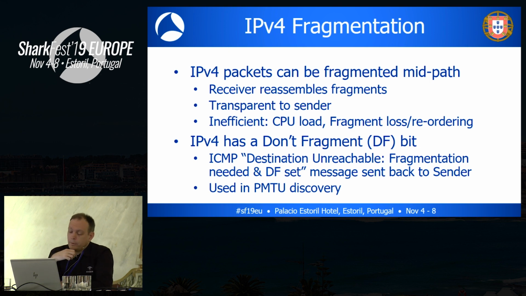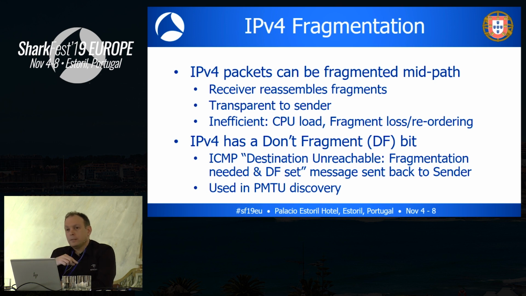So the IETF thought of that, and they said, okay, let's have a don't fragment bit, which I can set on my packets. So when I send them, I'll just say, don't do the fragmentation thing because it's a bad idea. So what happens when that packet then gets to the router which needs to fragment it? It sends an ICMP message back to the sender saying, the destination is unreachable, fragmentation is needed, but you set the don't fragment bit, so you need to do something about that.